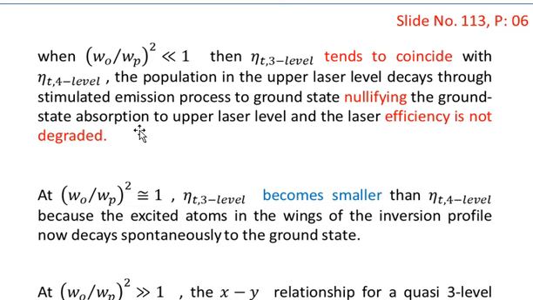Here ground state absorption means the absorption from the lower laser level back to the upper laser level, and the laser efficiency is not degraded. That's why eta t for a 3-level laser system tends to coincide with the eta t of a 4-level laser system, because the loss which is due to the lower laser level, which is not a fast decaying level in a quasi 3-level system, is compensated by the stimulated emission process.